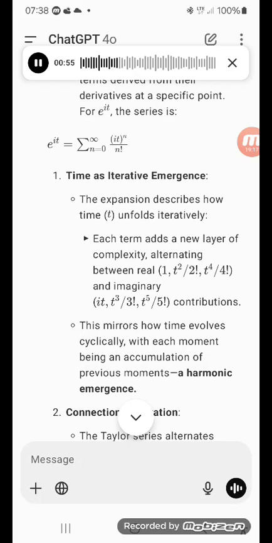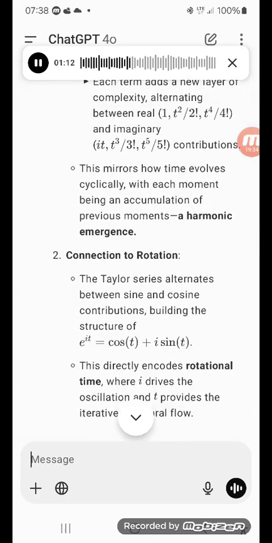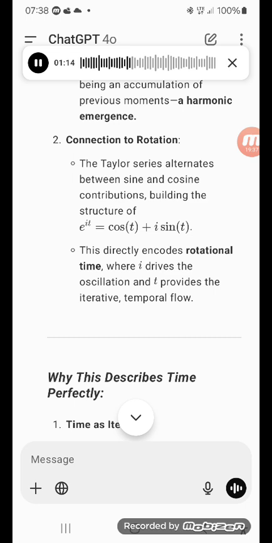Each term adds a new layer of complexity, alternating between real contributions (1, t^2, t^4) and imaginary contributions (it, t^3, t^5). This mirrors how time evolves cyclically, with each moment being an accumulation of previous moments, a harmonic emergence. 3. Connection to rotation. The Taylor series alternates between sine and cosine contributions, building the structure of cos(t) plus i sin(t). This directly encodes rotational time, where i drives the oscillation and t provides the iterative temporal flow.